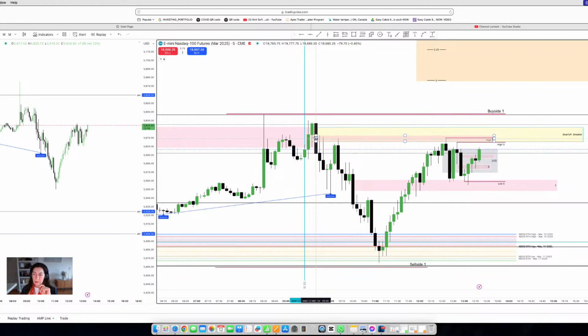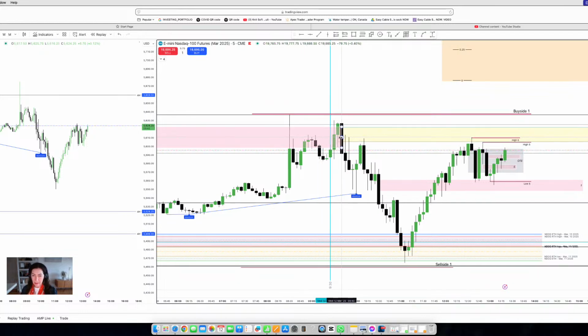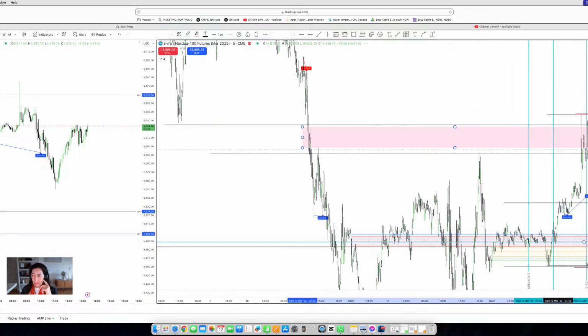Now I'm going to take this out so we have less to look at here. This is the hourly SIBI that is still current. So I'd like to see price get above the 5-minute break of structure and then maybe above this pink hourly SIBI here.